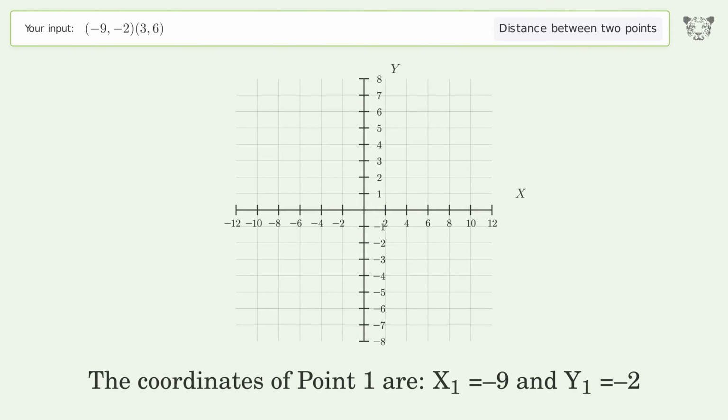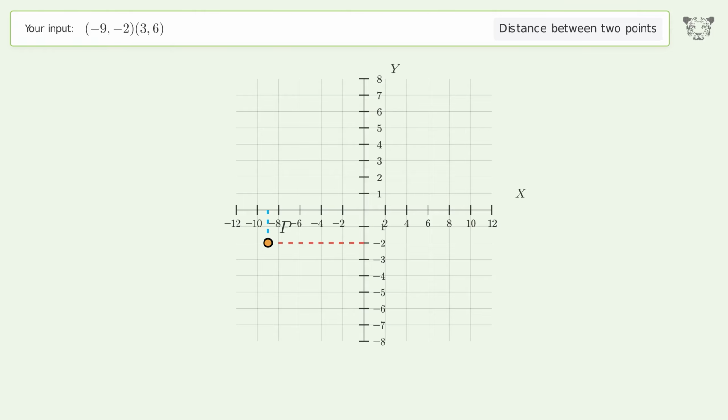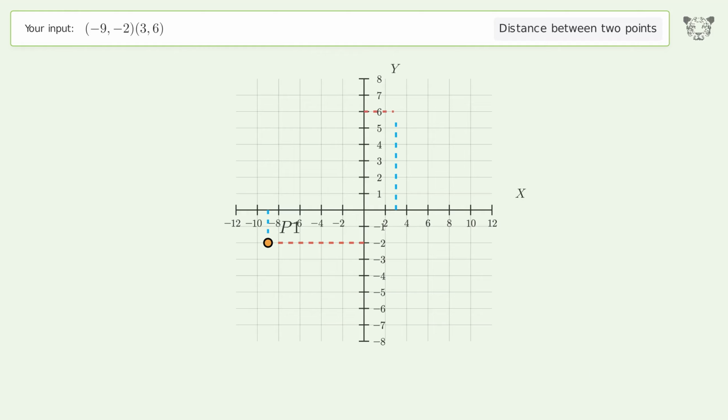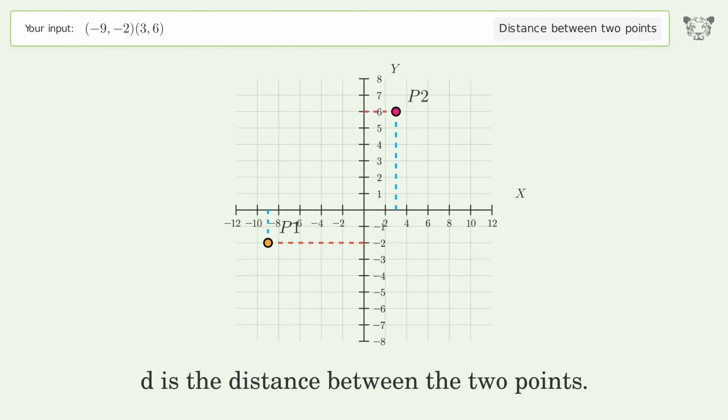The coordinates of point 1 are x1 equals -9 and y1 equals -2. The coordinates of point 2 are x2 equals 3 and y2 equals 6. D is the distance between the 2 points.